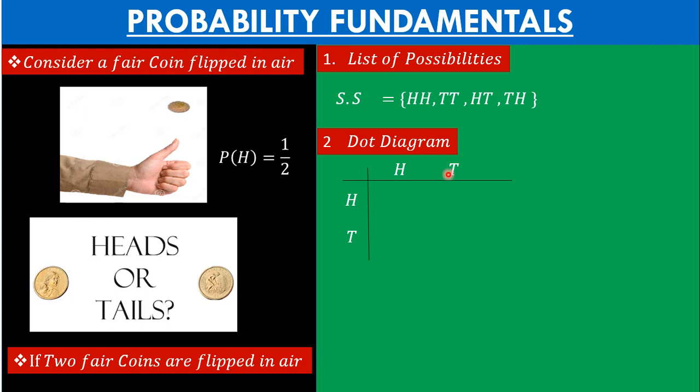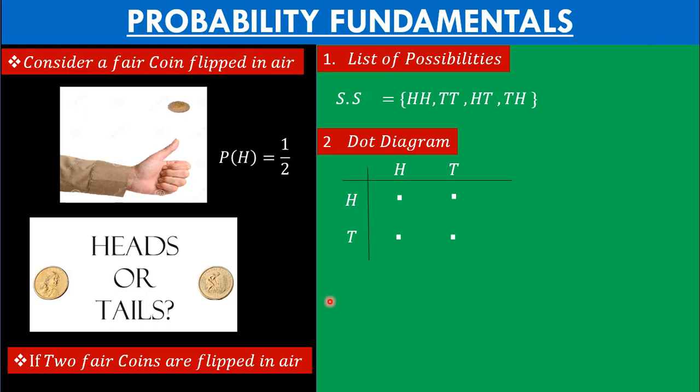Now students, as the name suggests, dots are drawn. Here is the first dot, here is the second dot, here is the third, and this one is the fourth. And you can also write what each is representing: you will go horizontally, which is H, and vertically, which is H as well. So this dot represents heads and heads, this represents heads and a tail, this represents tail and a head, and the last one represents tails and tails.